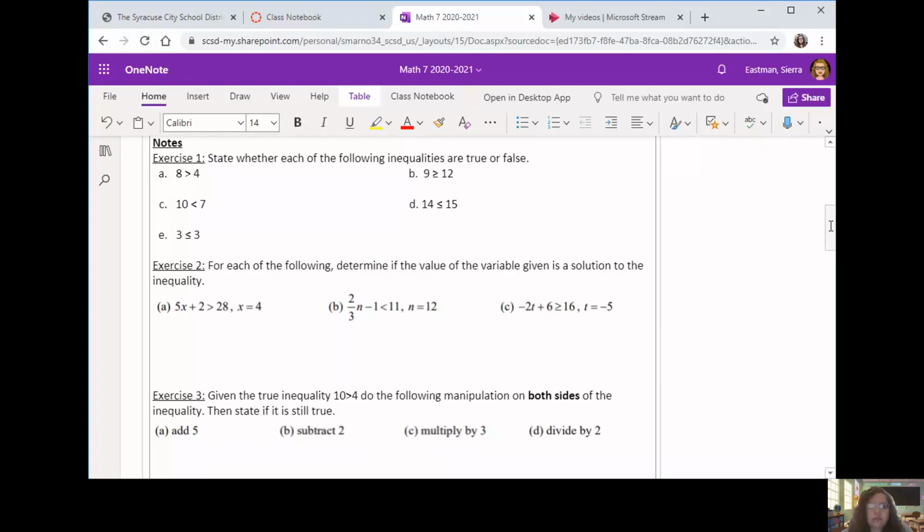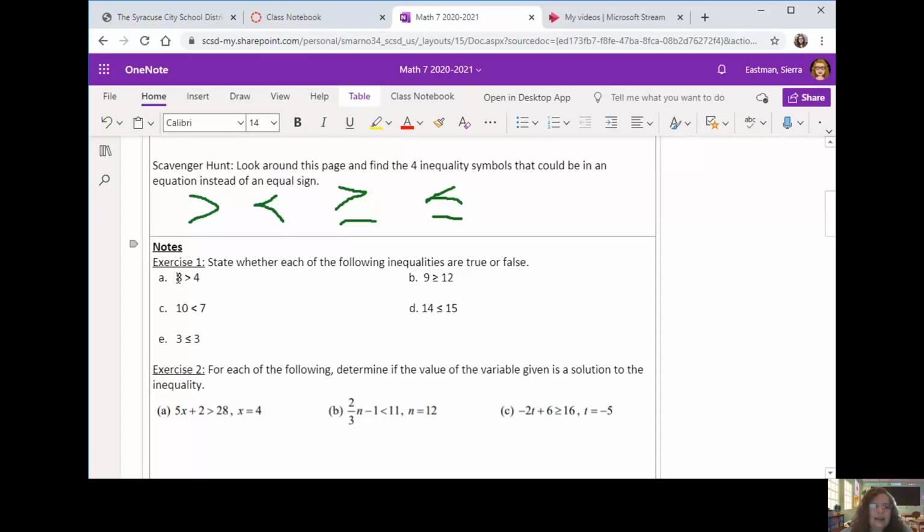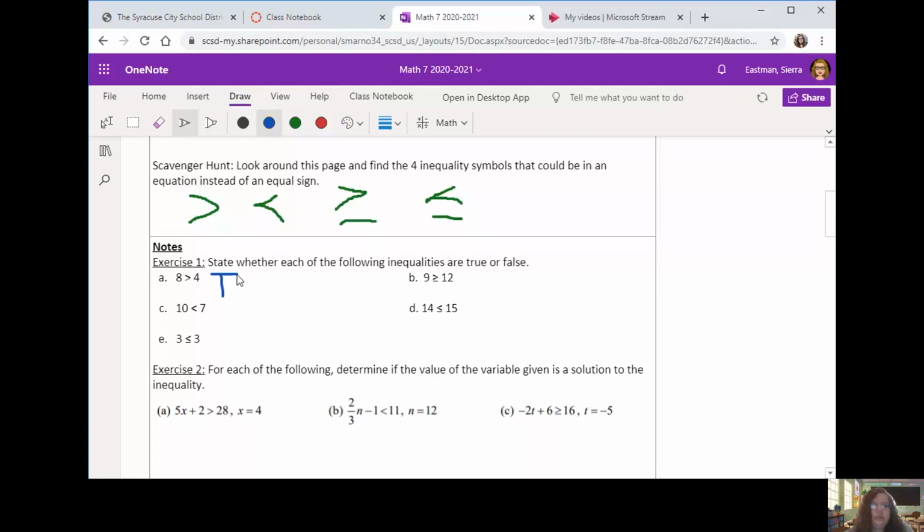And so this one says 8, then it has our greater than symbol, and then a 4. So is 8 greater than 4? Yes, we can say that is true, T for true. If I go over here to B, now we have our greater than or equal to. So it's saying that 9 has to be greater than, or it could be the same number as 12, okay? We obviously know they're not the same number, so we can check that greater than part. Is 9 greater than 12? No, that's false.